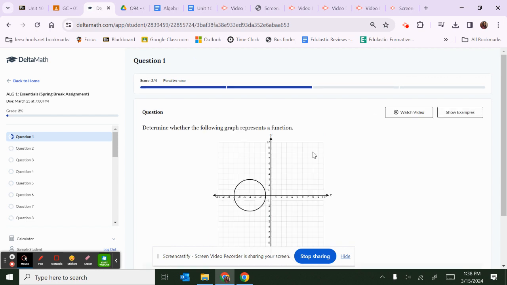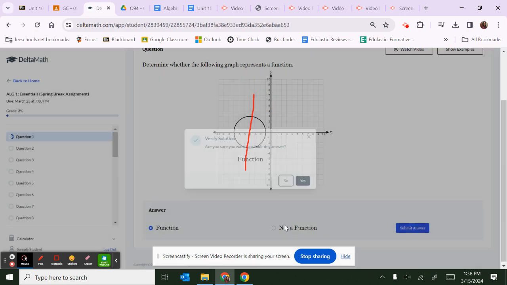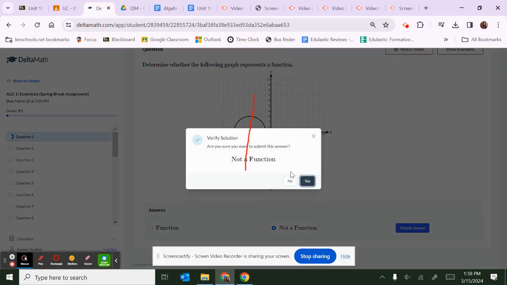So what if you saw something like this? Is this a function or is it not? This is not a function because it hits it how many? Twice. Okay? So, not a function. I almost got that wrong. All right? So, not a function.